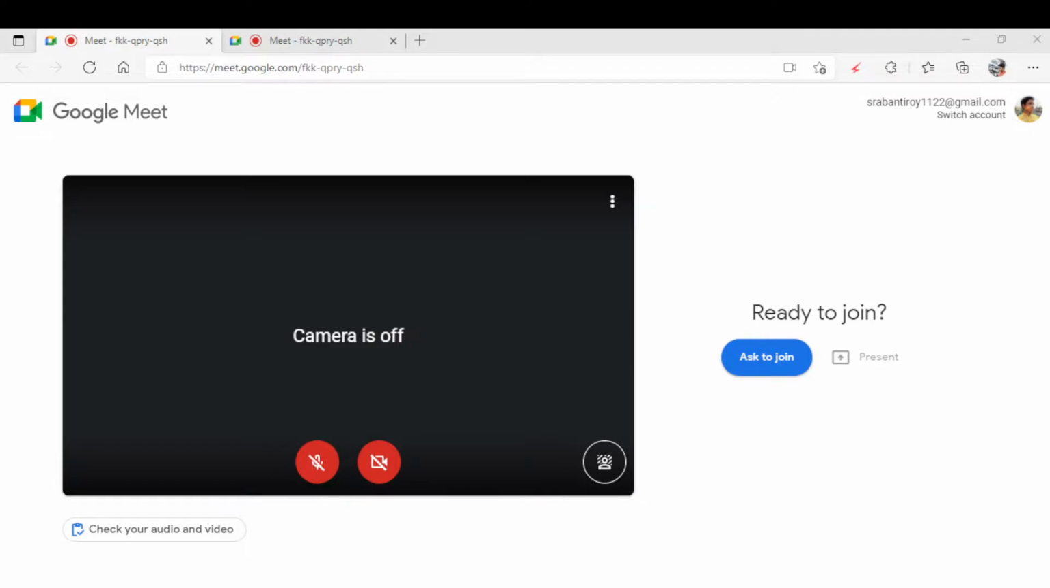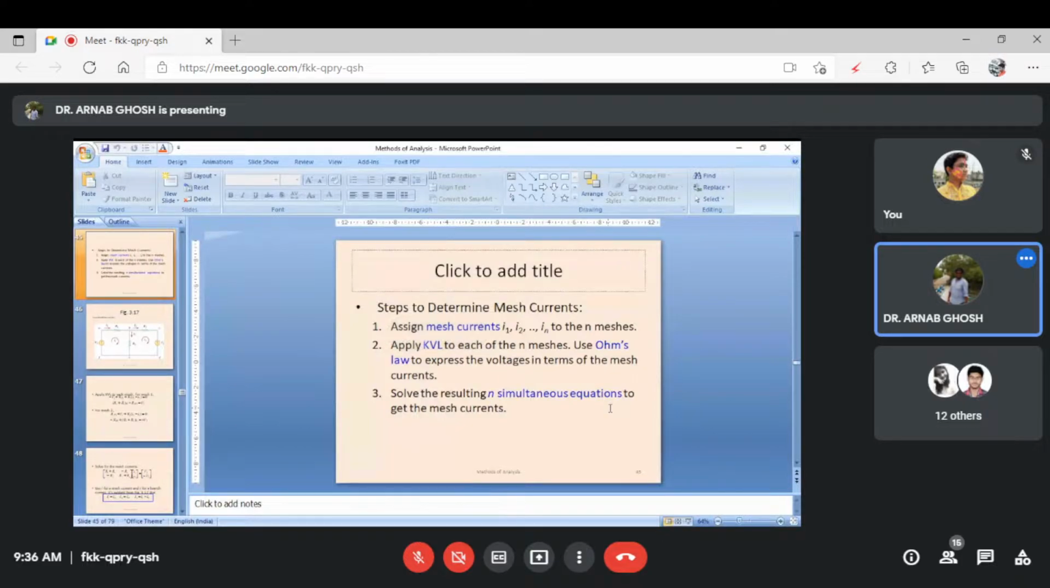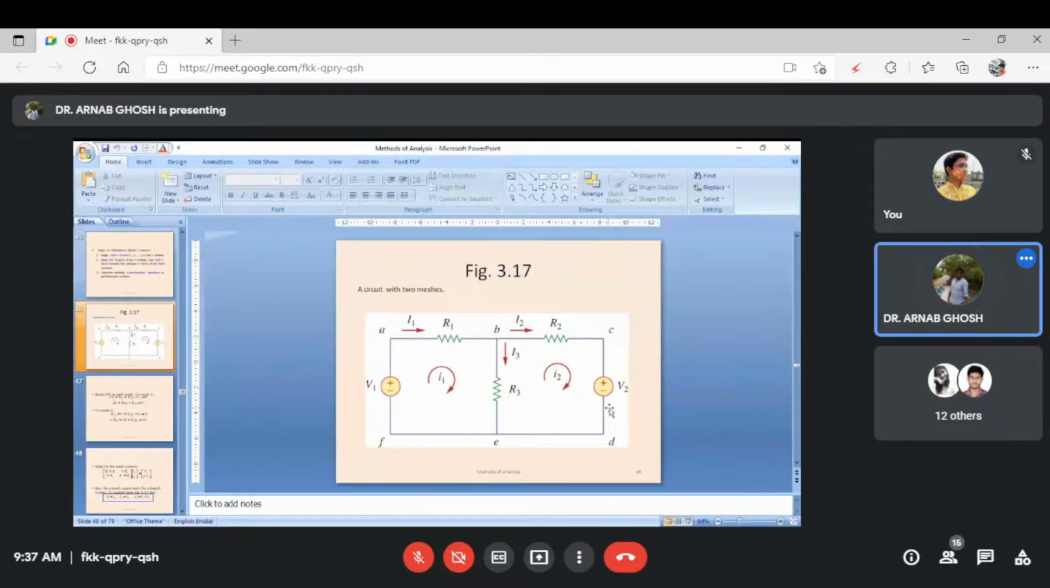Because to solve these n mesh current variables, you need n simultaneous equations. Okay, so let us say we are having this circuit, right? So you see there are two meshes, I1 and I2. Okay, there are two meshes.